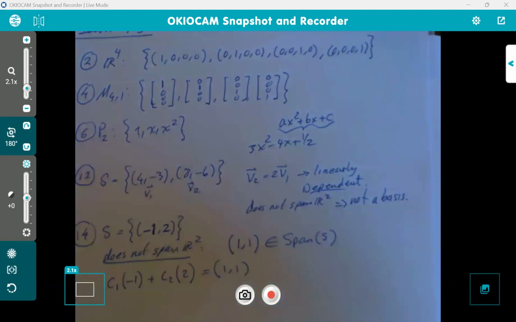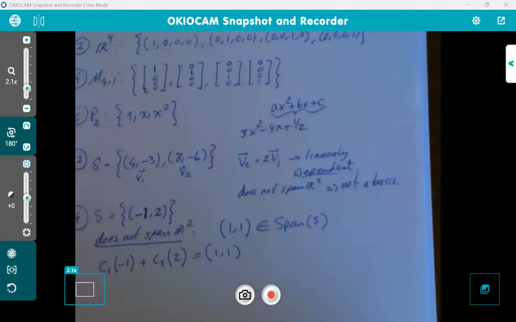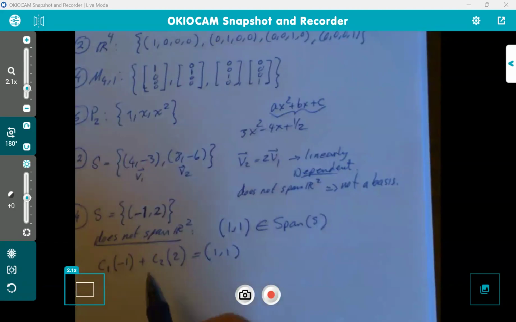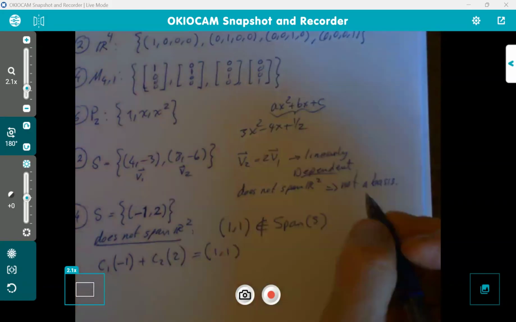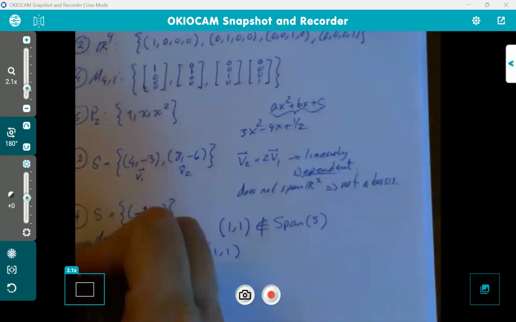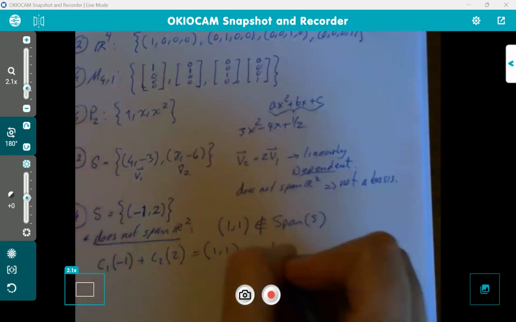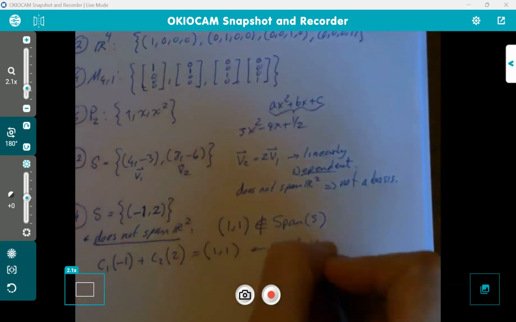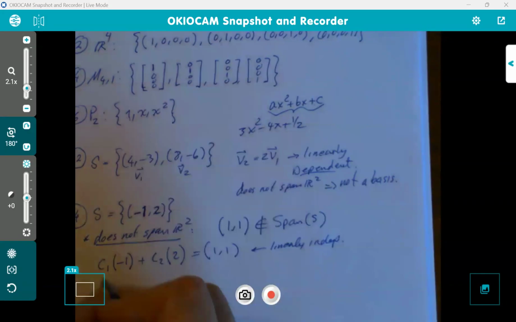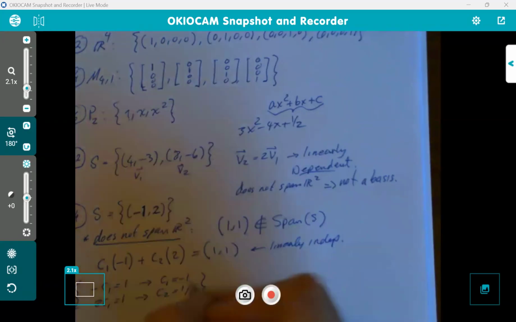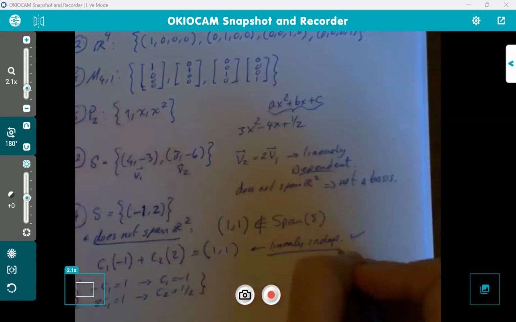Okay, so here's the thing. This set is actually linearly independent. (1, 1) is not in the span of S, and I'll explain why. It doesn't span R2, but it is linearly independent, right? Because I can write this vector as, let's see, negative C1 must be 1, so C1 is -1, and 2C1 should be 1, so C2 is a half. So that's fine, actually. It is linearly independent, but remember, it also has to span.